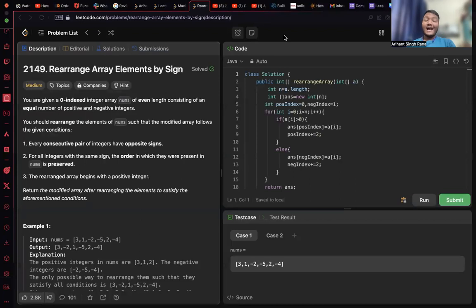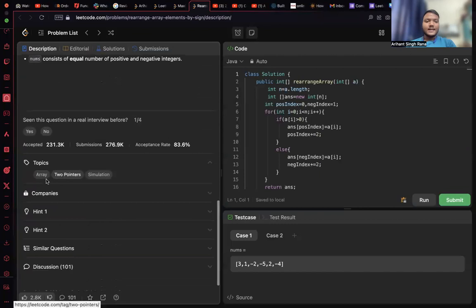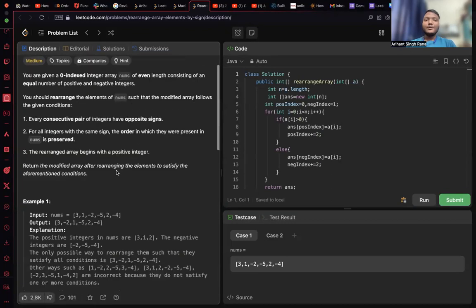My name is Aryan Singh Rana, and in today's video, I'll be explaining the solution to the LeetCode problem 2149 with the title Rearrange Array Elements by Sign. It is a question of medium difficulty and covers topics such as array, two pointers, and simulation.